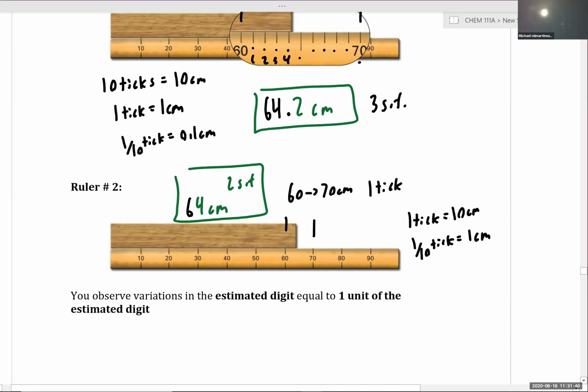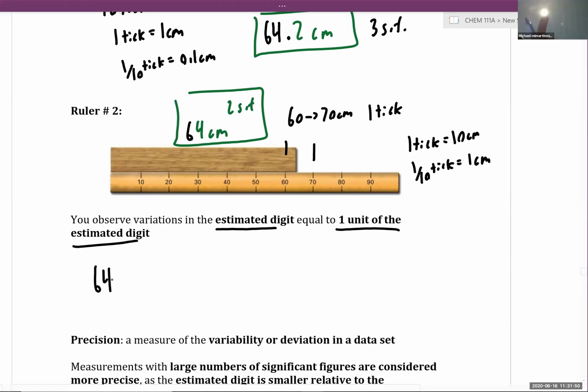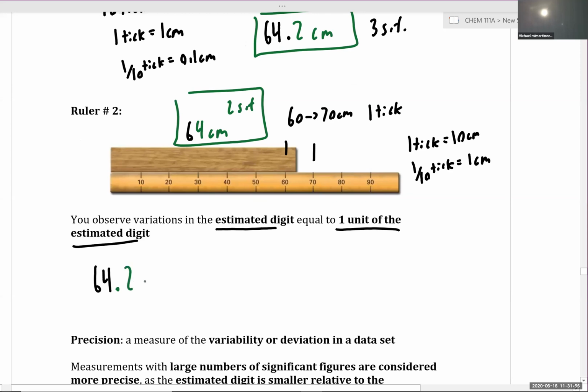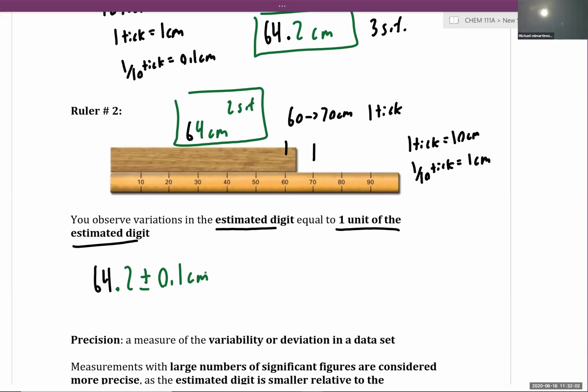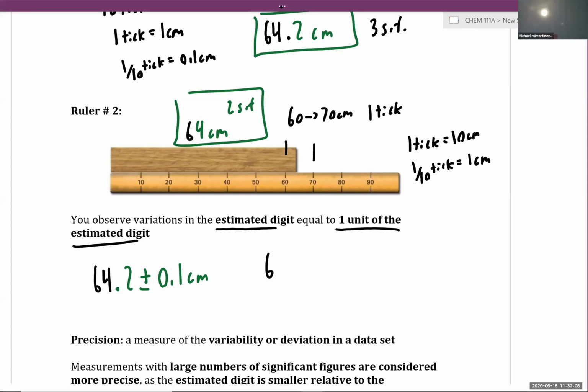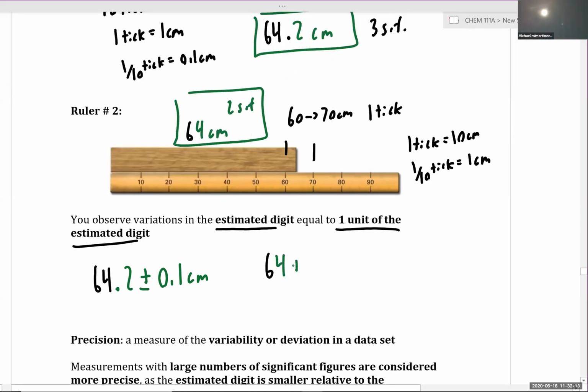Okay, so typically you observe variations in the estimated digit equal to 1 unit of the estimated digit. So for example, 64.2 centimeters, this measurement typically varies by plus or minus 0.1 centimeters. To contrast this, our measurement using ruler number 2, which is 64, will vary by a unit of 1 centimeter.